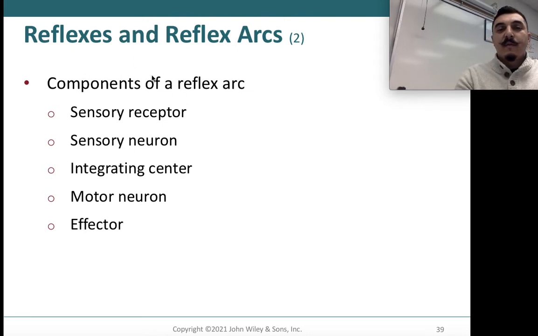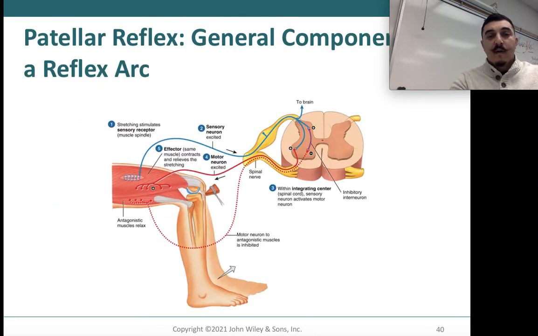And then we're going to talk about the reflex arc. So kind of the components. We have sensory receptor, sensory neuron, the integrating center, the motor neuron, and the effector. So there's a cool picture of that too, a diagram, which we'll get into. So here it is. Okay.